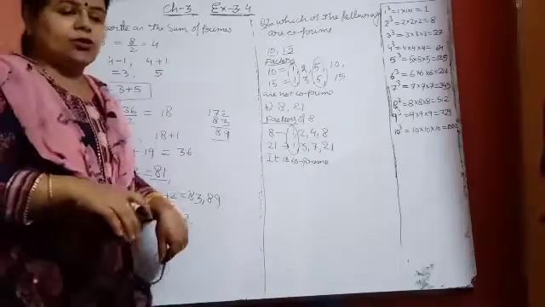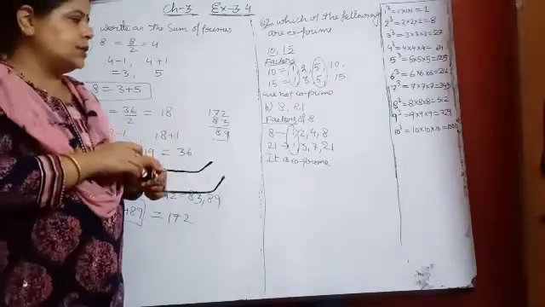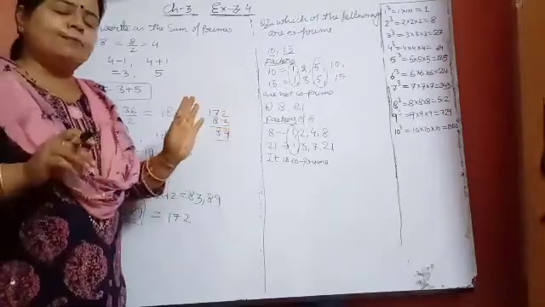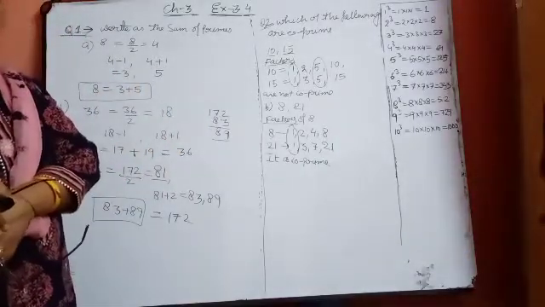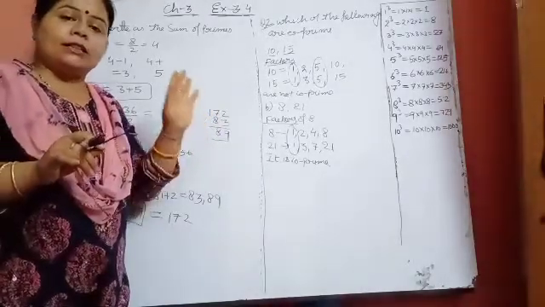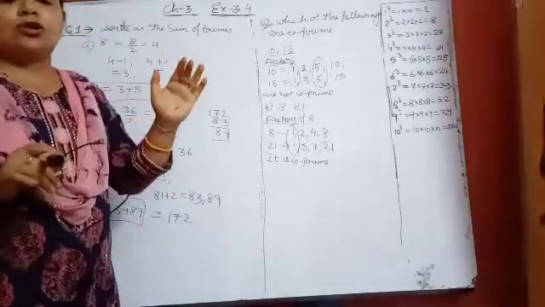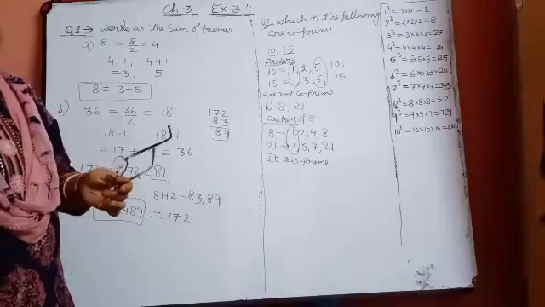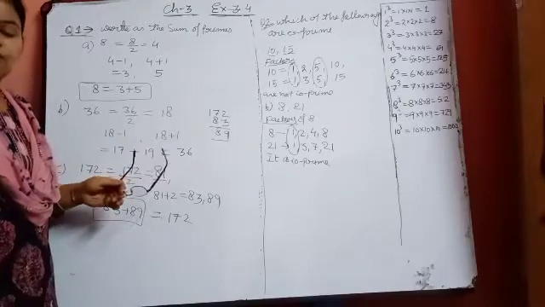How? Nothing, you will find out the factors. Not by prime factorization, just the simple way: find the factors, and if they have only one as a common factor, then they will be co-prime. If apart from one any other common factor is also coming, then it will not be co-prime. So the rest two parts you will solve and show me.